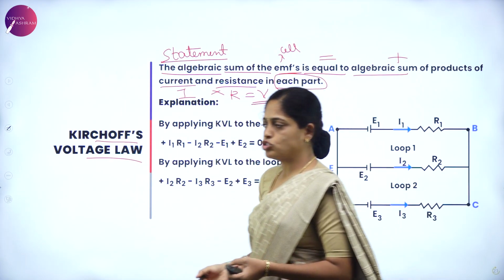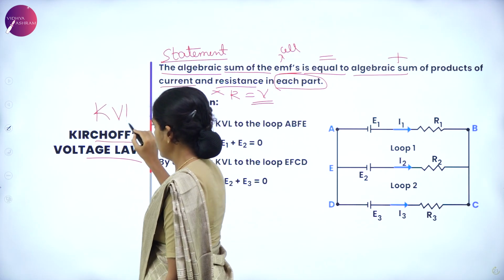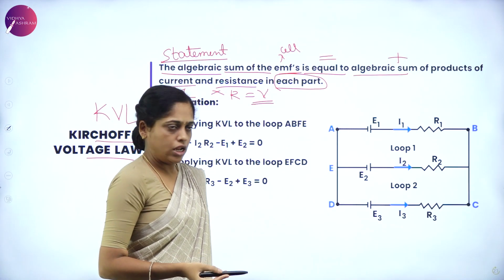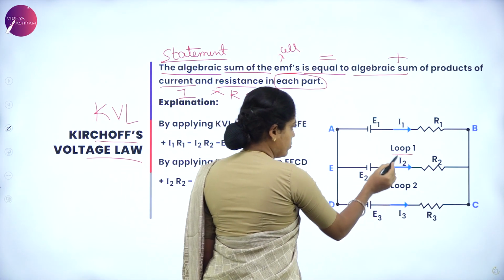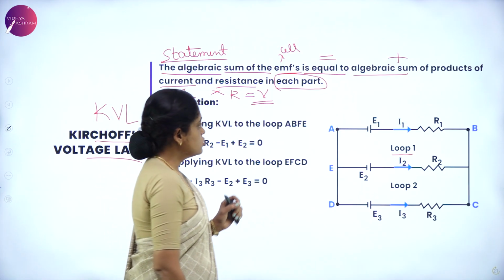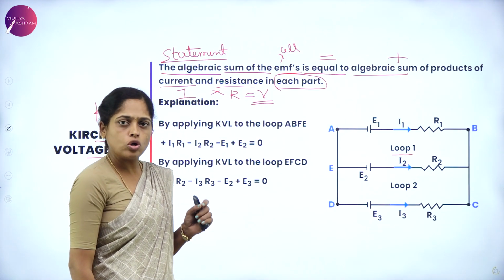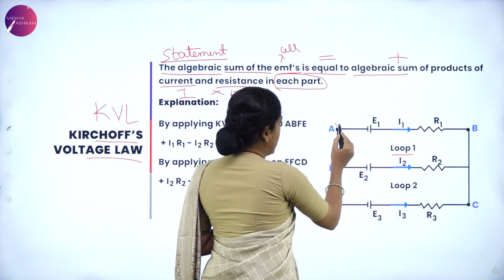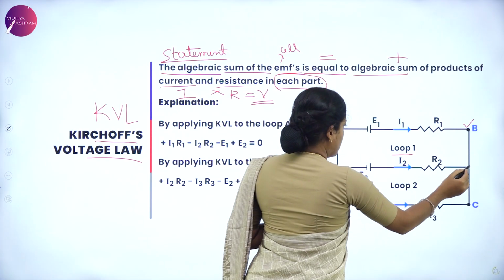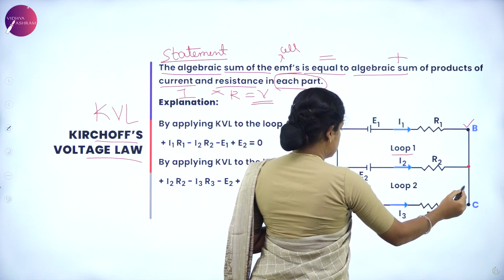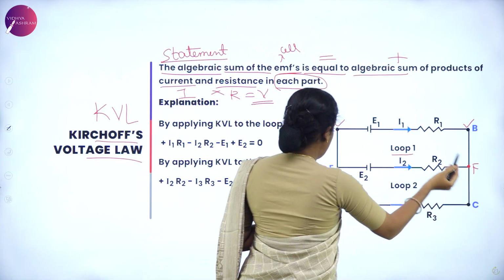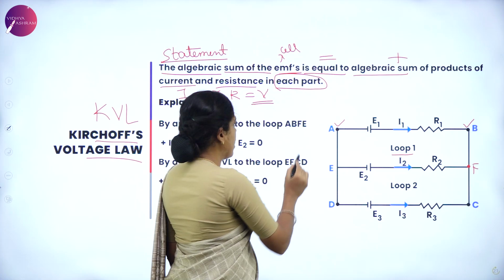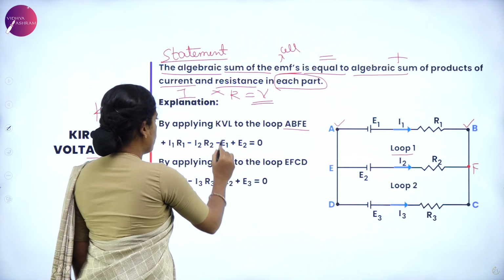Let us apply the Kirchhoff voltage law, that is KVL, to the circuit. Observe the circuit. To apply KVL, first you have to consider a loop. So what is a loop? Loop is a closed path for current. So here the closed path is A, B, let me consider this point as F, E. For this A, B, F, E, I apply the Kirchhoff voltage law.